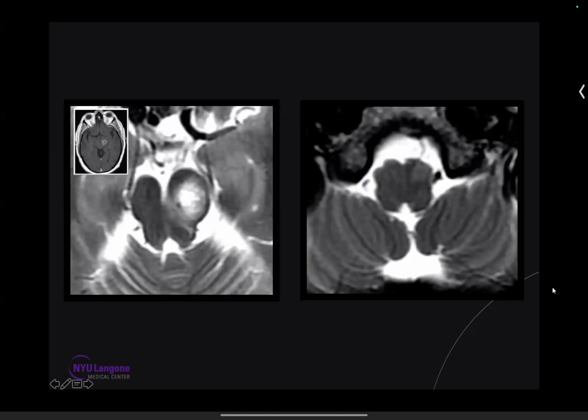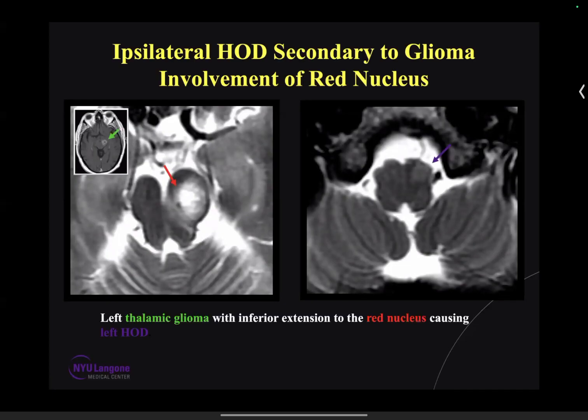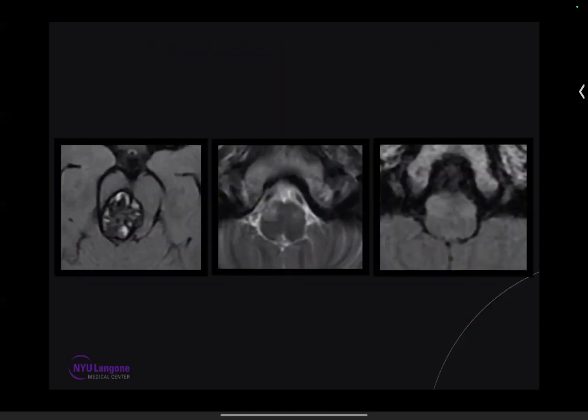Okay. Another case with a midbrain glioma. Again, I'm not talking about gliomas over here, but the reason I'm showing you this case is this patient had left inferior olivary hypertrophic degeneration, and that's because of injury to the red nucleus, right? So this glioma was involving the red nucleus, and that's how it led to this left hypertrophic olivary degeneration.